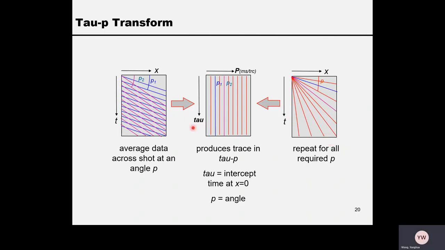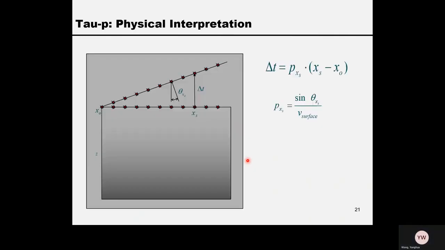So there are two implementations for the tau-P transform. One is on the left, one's on the right. These two implementations have identical efficiency. Either use a constant P or use a constant tau, you end up with the same tau-P transform result. There's no difference. This is the physical meaning of a tau-P.